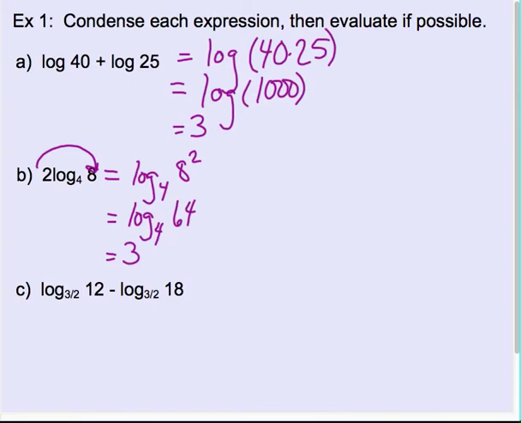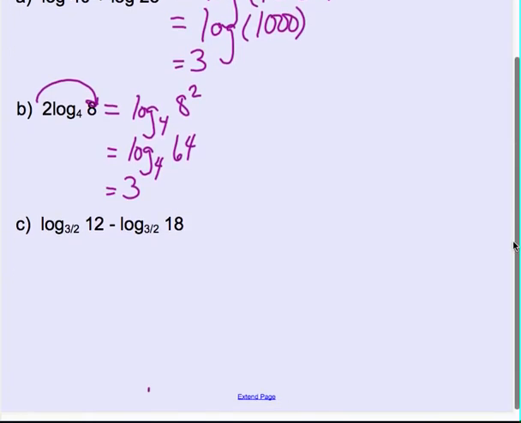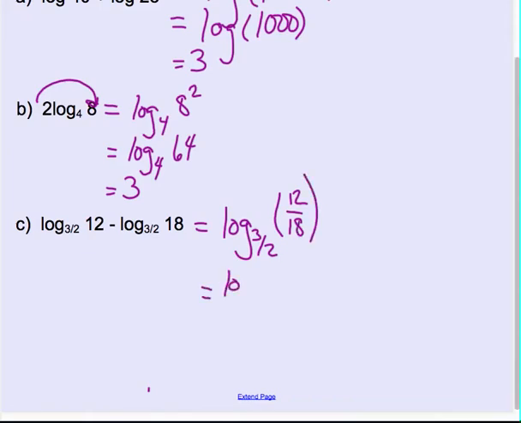And our last one, we have log base 3 halves of 12 minus log base 3 halves of 18. So again, looking at these logs individually, 3 halves to what power gives us 12? We can't evaluate that. So when we have subtraction of logs, we can condense that using division. So it becomes log base 3 halves of 12 eighteenths. I'm going to simplify that 12 eighteenths to 2/3. And what I notice is that 2/3 is the reciprocal of 3 halves. So 3 halves to the -1 power will flip it to give us 2/3.